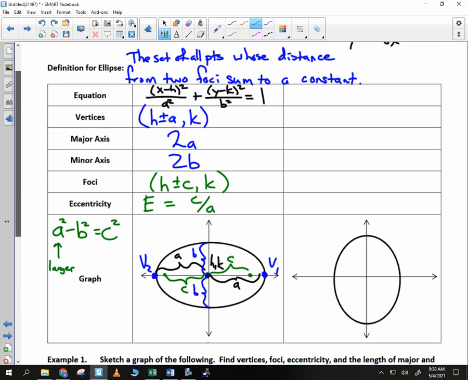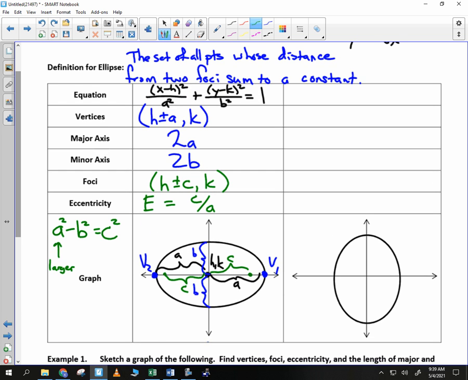Okay, so let's look at the vertical one. And the vertical one doesn't change very much. It's just x minus h quantity squared over b squared plus y minus k quantity squared over a squared is equal to 1. So what changed? Yeah, which one's longer? Yeah, because a now sits under the y value, right? And a is going to be the larger of the two.